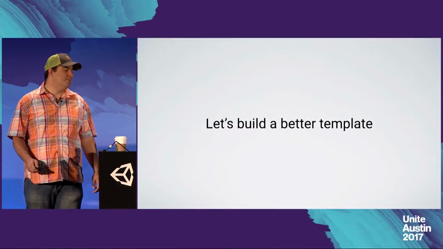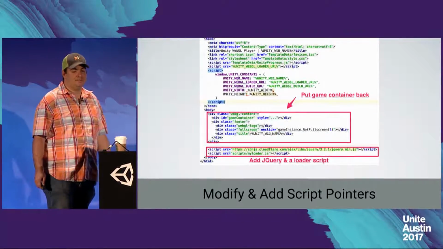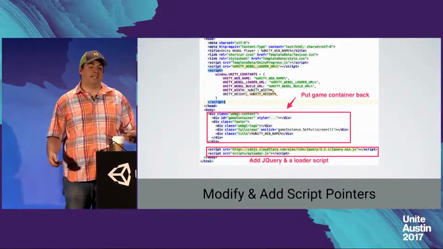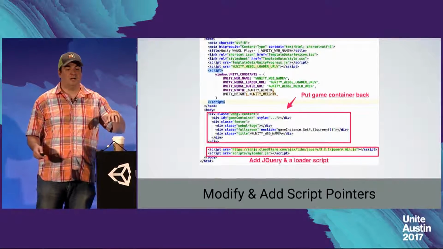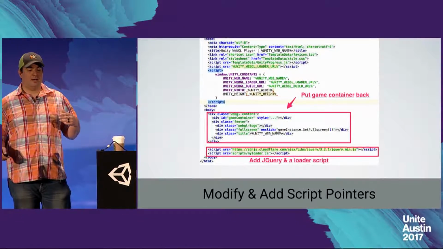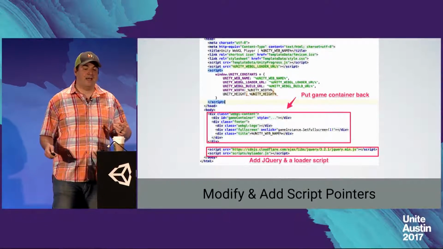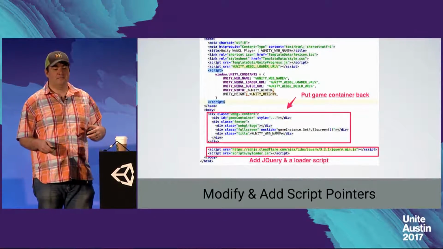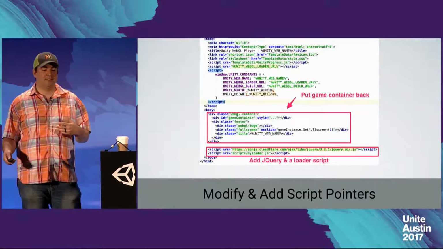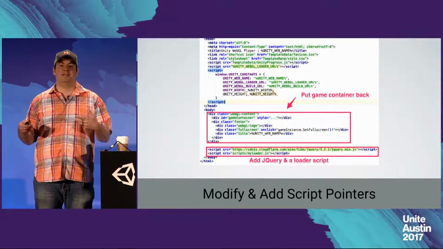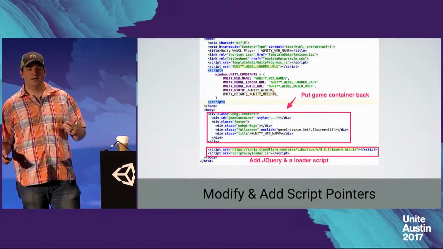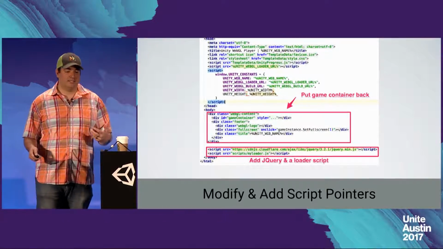Okay, so let's build this better WebGL template. I'm going to go ahead and put the game container back. I got it down to something that was really, really small, right? And I'm going to add jQuery and a file called myloader that's going to live in that WebGL templates directory under scripts. And this is kind of going to allow us to get more control over our WebGL template itself.